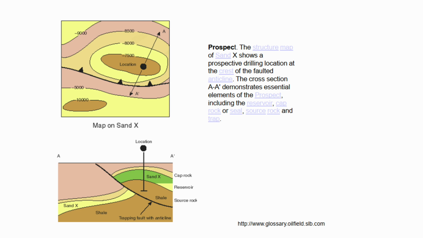Next, the cross-section provides a side view. It highlights key layers: source rock, where oil and gas form; reservoir rock, where hydrocarbons are stored; and cap rock, which seals everything in place. The trapping fault and anticline create an ideal setup for oil and gas accumulation in the Sand X layer. This method helps companies pinpoint the best drilling spot, reducing the risk of dry wells and increasing the chances of a successful oil or gas discovery.